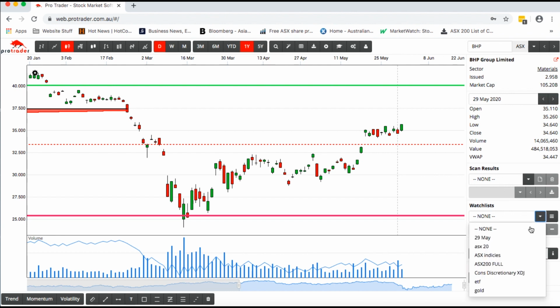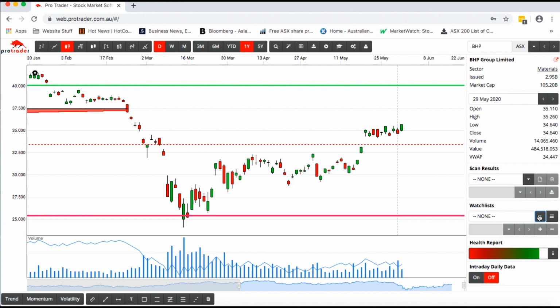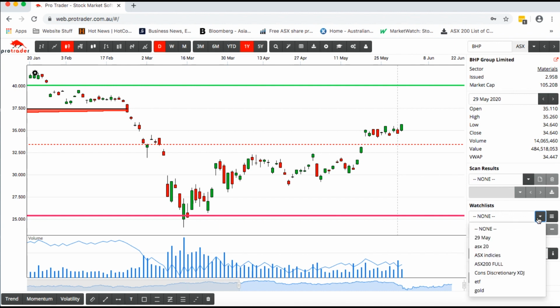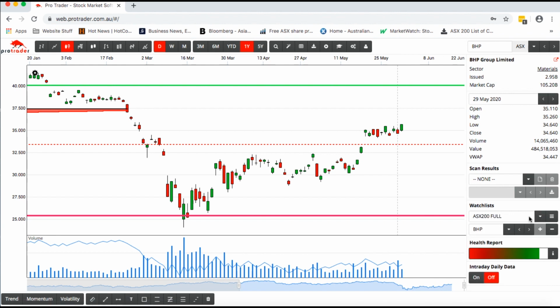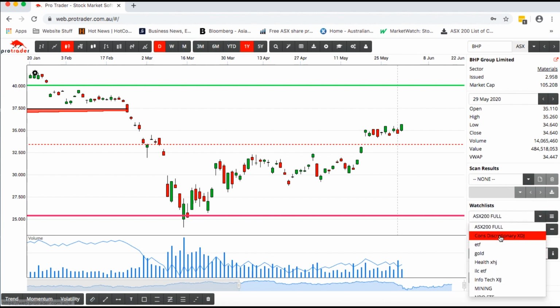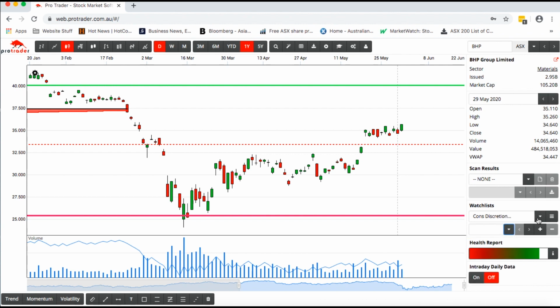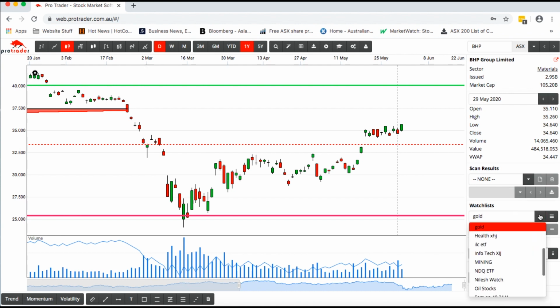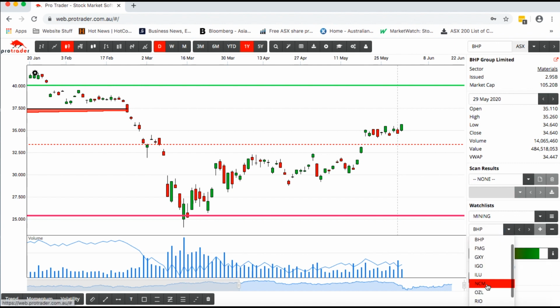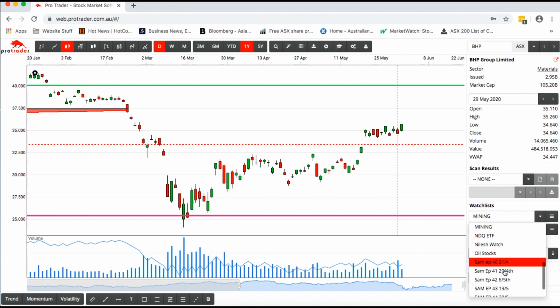Below that is watch lists. A thing to bear in mind is that one of the keys to success for using the software is the use of watch lists. The more watch lists you have, the more you'll get out of the software. For instance, I have the ASX 200 watch list. I have individual index watch lists, like consumer discretionary. I also have sector watch lists, so I have gold stocks that have produced a certain amount of gold, miscellaneous mining stocks, and also things like oil stocks.